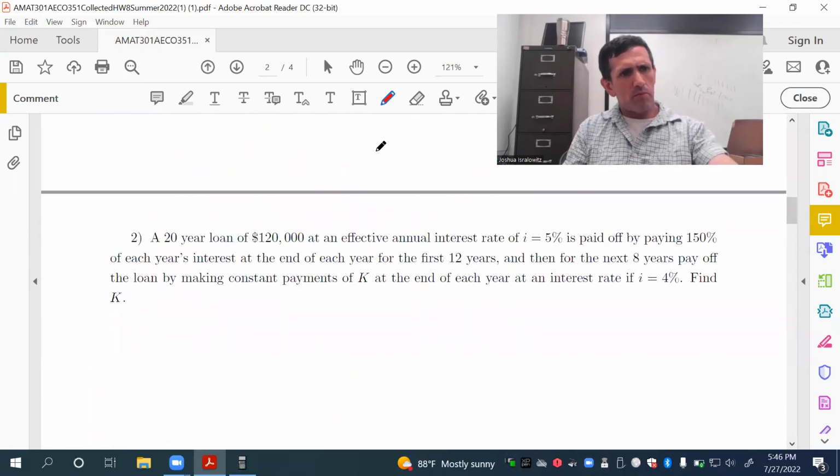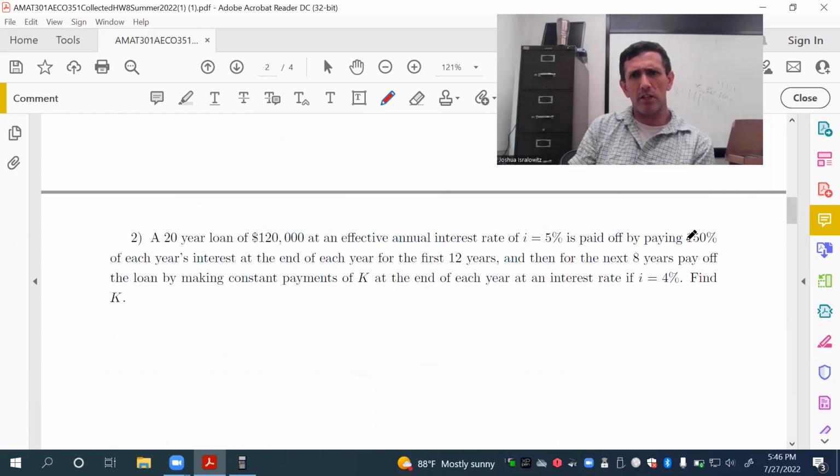All right. So for the next problem, I do want to remind everybody, I don't know why I have to remind everybody, but we do have a formula for paying a percentage of interest at the end of each year. Okay? So we have a $120,000 loan, and we pay off 150% of interest for the first 12 years. Then for the next 8 years, pay off the loan by making constant payments of K at an interest rate of 4%. So for the first 12 years, it's 5%. Find K.